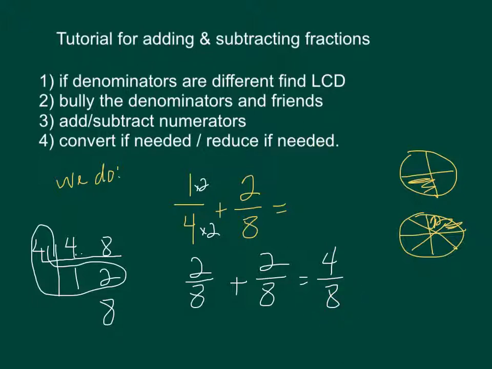Reduce if I need to. Well, this can be reduced because there's a number that goes into both 4 and 8. 4 goes into both 4 and 8. 4 goes into 4 once, and 4 goes into 8 twice. And that's in its reduced form. So my answer is 1/2.